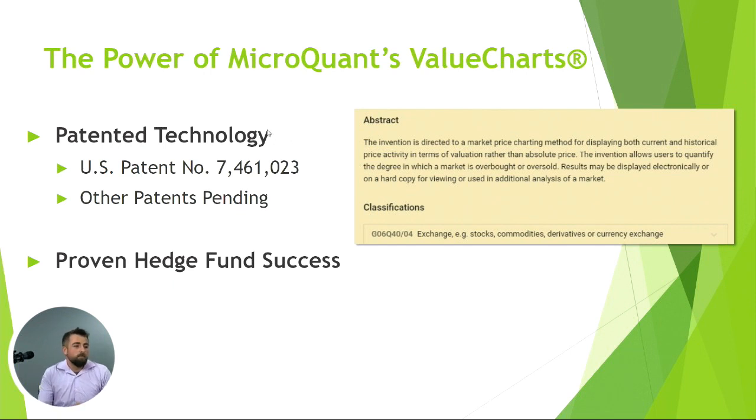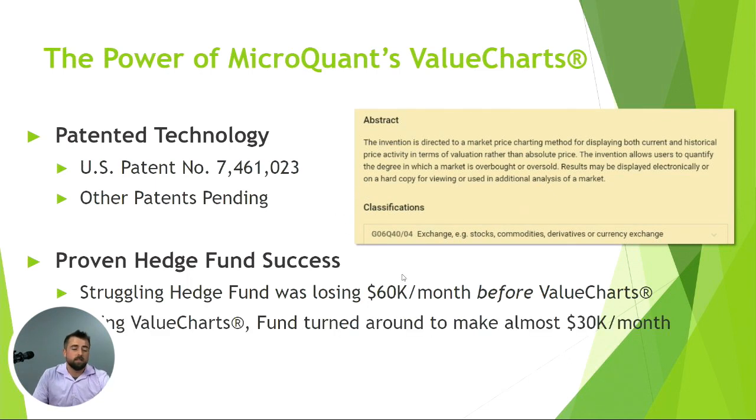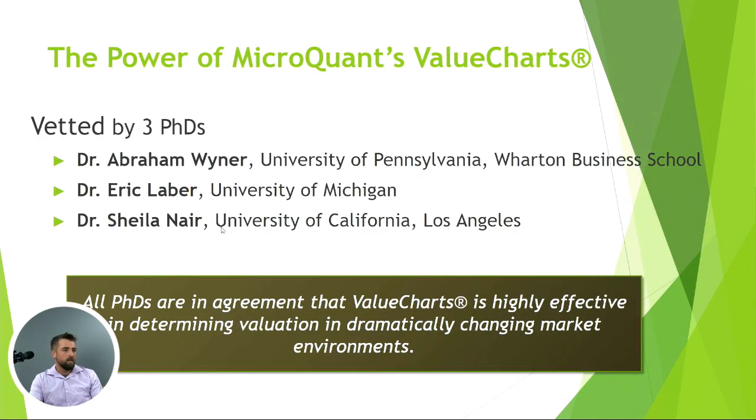One of our favorite success stories that we have, there was a struggling hedge fund. They were losing about $60,000 a month trading their funds. And we introduced the ValueCharts trading system to this hedge fund and showed them how to use these different momentums and valuation techniques that are based in this add-on. And they went from losing $60,000 a month into making a profit of $30,000 a month. I mean, that's a $90,000 turnaround per month using the exact strategies that we're going to be reviewing today. So pretty cool little success story there.